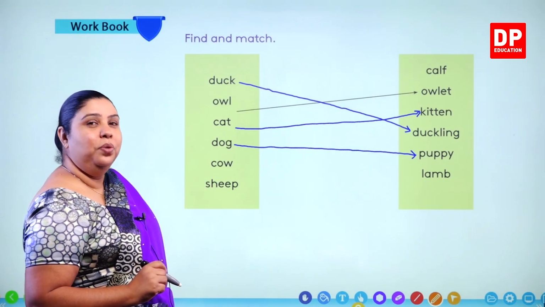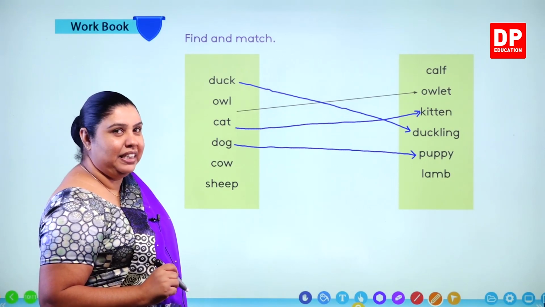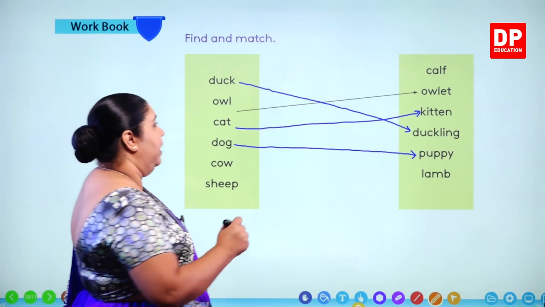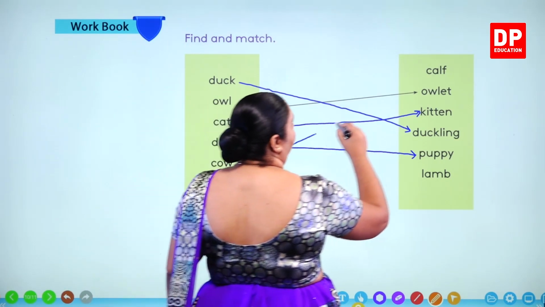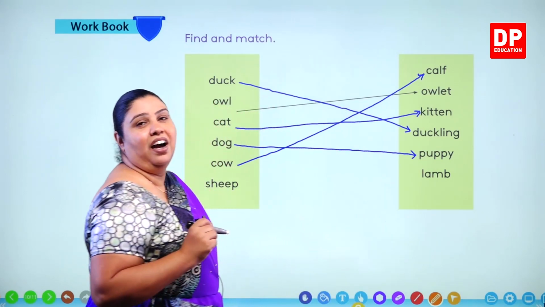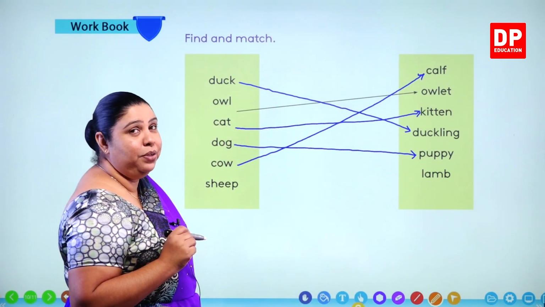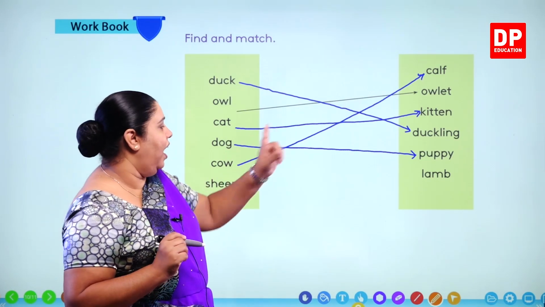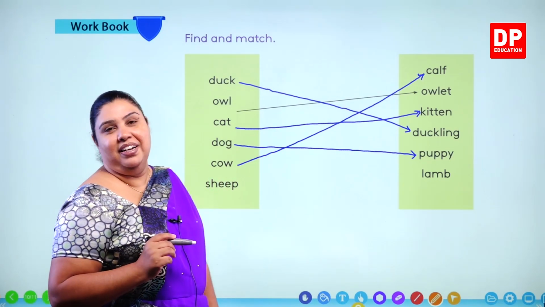Cow. What is the baby cow called? What is the baby cow called, son? The baby cow we call a calf. C-A-L-F. Calf. Right? Remember when you write the word, L is a silent letter. Cow and calf. Then the last one.